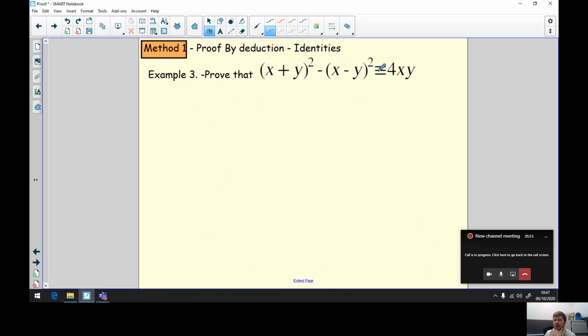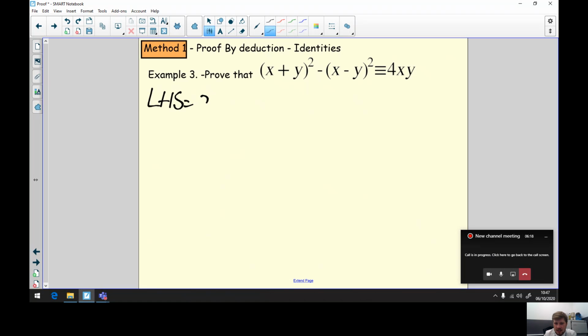So here we know it's an identity because I've got a triple equal sign. And this just means that I can't start multiplying both sides by the same thing, because obviously I could multiply both sides by 0, and therefore I would end up with 0 equals 0. So what I have to do is think about this in terms of sides. I'm just going to have a look at the left-hand side, and I'm going to try and rearrange this in some way to get it equal to 4xy.